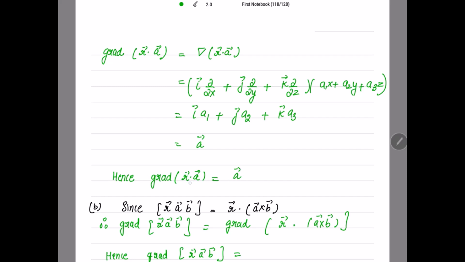That means whenever I have the dot product of a with r and take its gradient, then the answer will be this a vector.